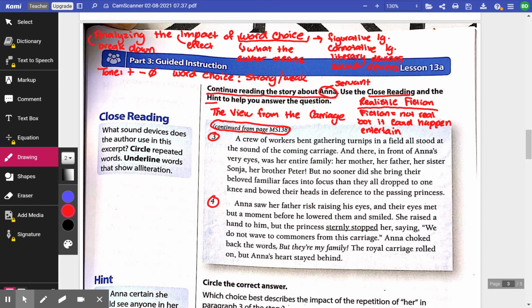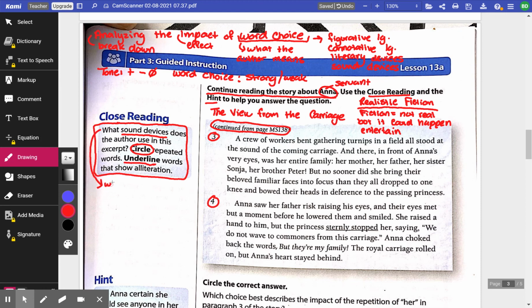All right, so that's kind of a sad little story we've got going, right? Poor Anna. So let's go ahead and get into our close reading and see what it's asking us to do. It says, what sound devices does the author use in this excerpt? We're going to have to circle repeated words and underline words that show alliteration. So let's take a minute. This is a perfect opportunity for us to refresh on our sound devices.